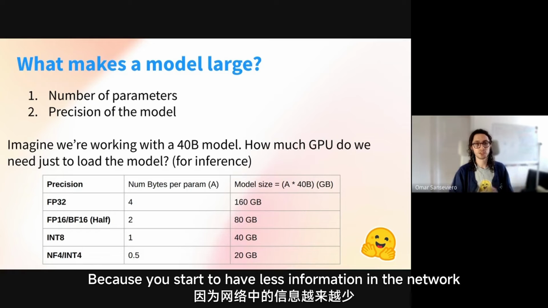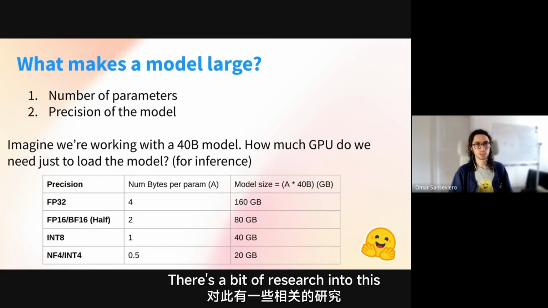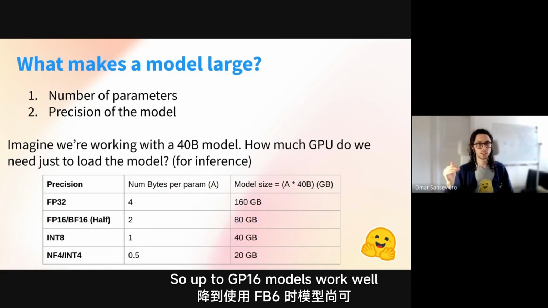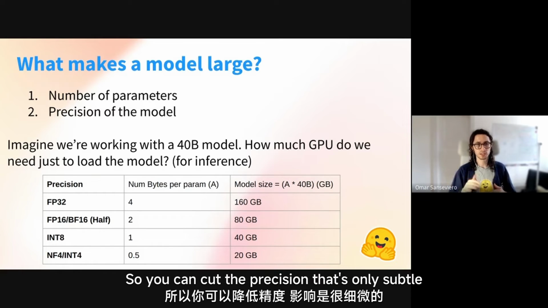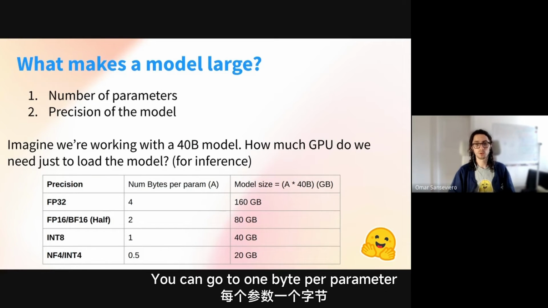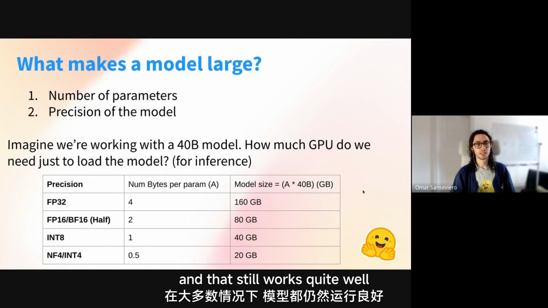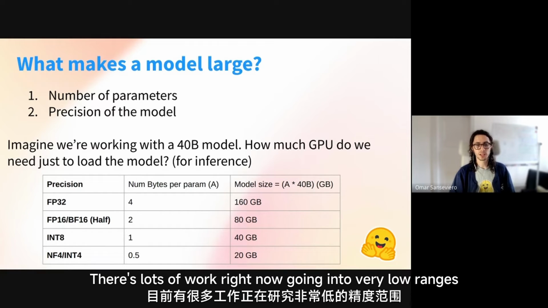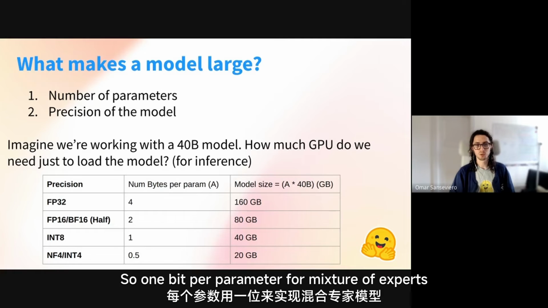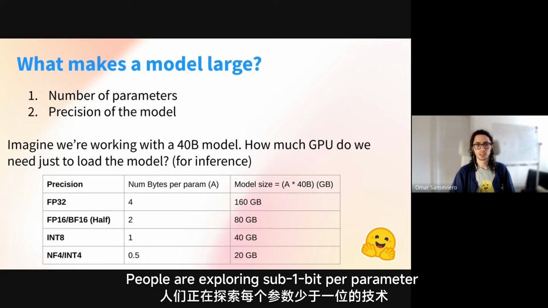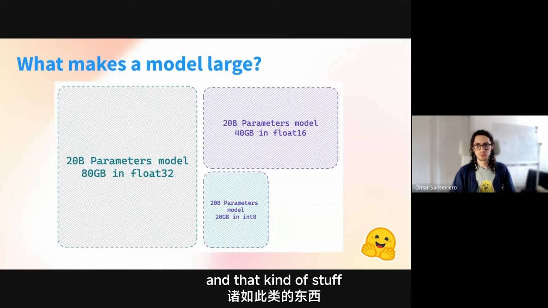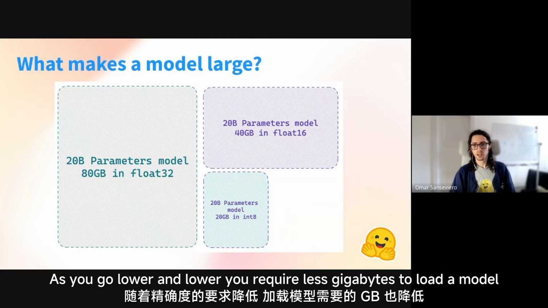Because you start to have less information in the network. There's quite a bit of research into this. So up to FP16, models work well. So you can cut the precision by half. That's not an issue at all. You can usually go down to 8 bits. So you can go to 1 byte per parameter. And that still works quite well. Not always, but most of the time. And there's lots of work right now going into very low ranges. So 1 bit per parameter. For a mixture of experts, people are exploring sub 1 bit per parameter, that kind of stuff. Yeah, so this is just to give you an idea. So as you go lower and lower, you require less gigabytes to load a model.